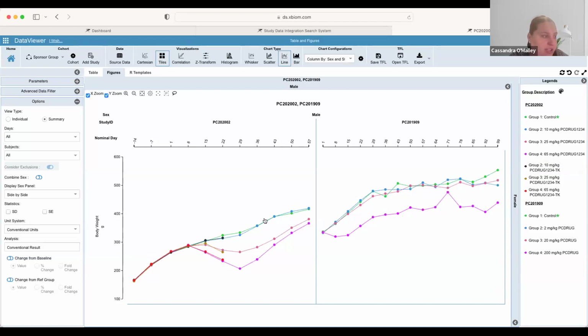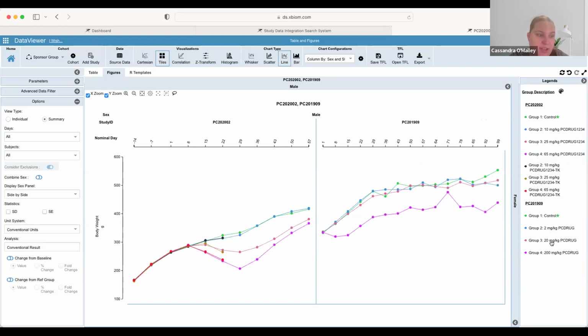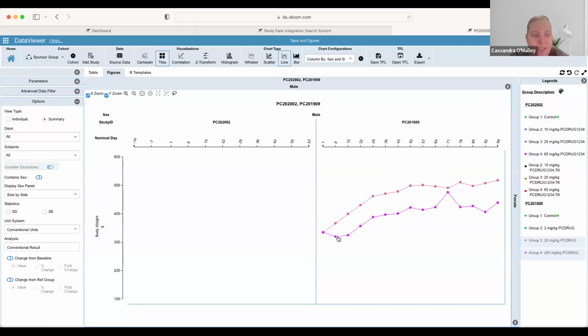So if I were to look at these, the green in both situations is a control. These are the control subjects on there. If I select the 25 and 65, I see that there is a dramatic drop around day 15, but then they continue to gain body weight. And if I were to look at the other study, the 200 versus the 20 is still maintaining weight over time, but the 200 milligram per kilogram is very slow to start gaining weight over time.